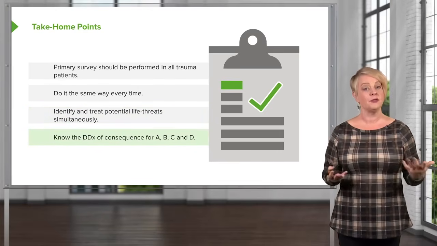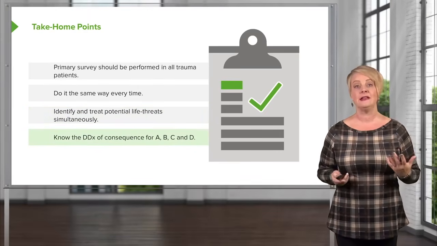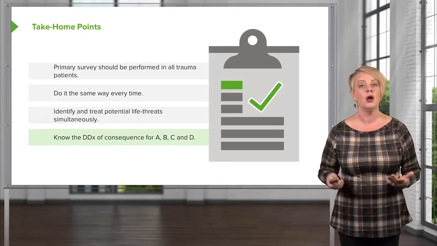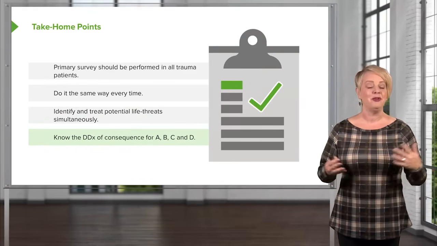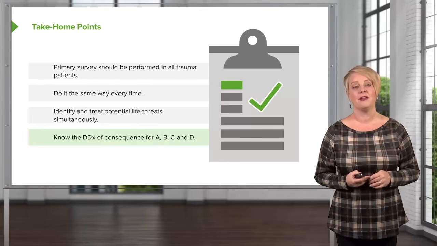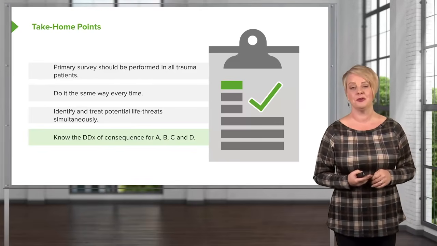You want to know the differential of consequence for A, B, C, and D so that you know what you're looking for when you are doing your primary survey. And if you follow these steps, you're going to have a successful trauma resuscitation for all of your patients. With that, let's talk about the cardiovascular exam.